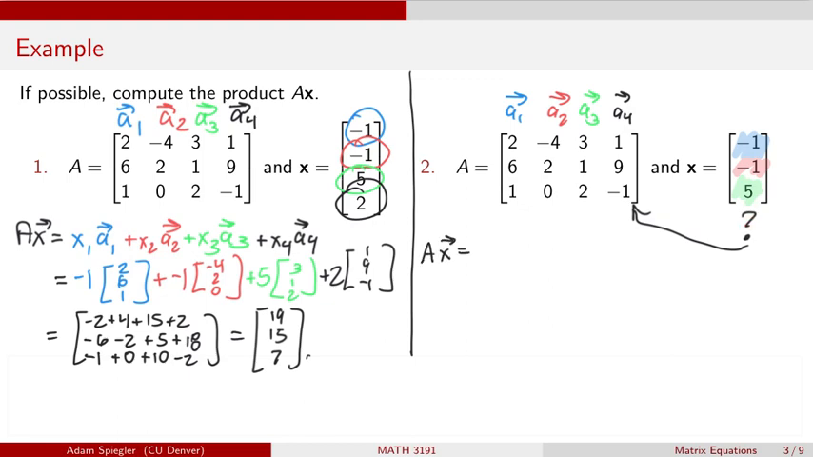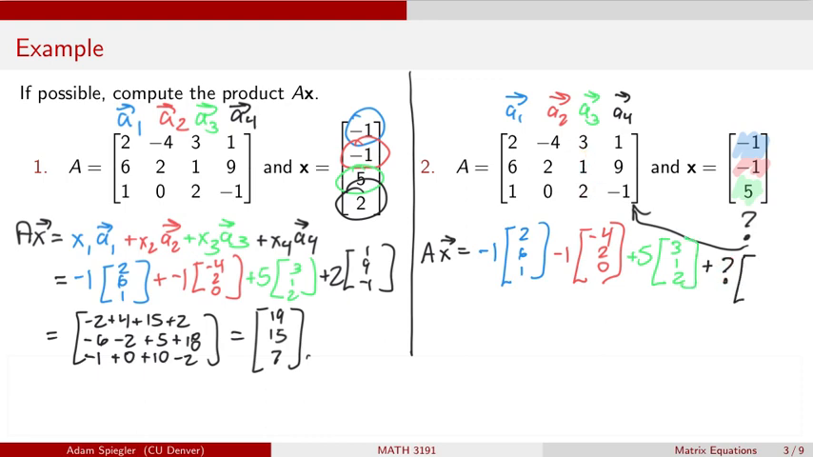So this matrix times vector AX, according to our definition, would be X1, which is -1, times A1, plus X2, which is -1, times A2, plus X3, which is 5, times A3. And now we've got no value for X4, and we need something to multiply column A4 by. So we have a problem, and this operation is actually undefined.